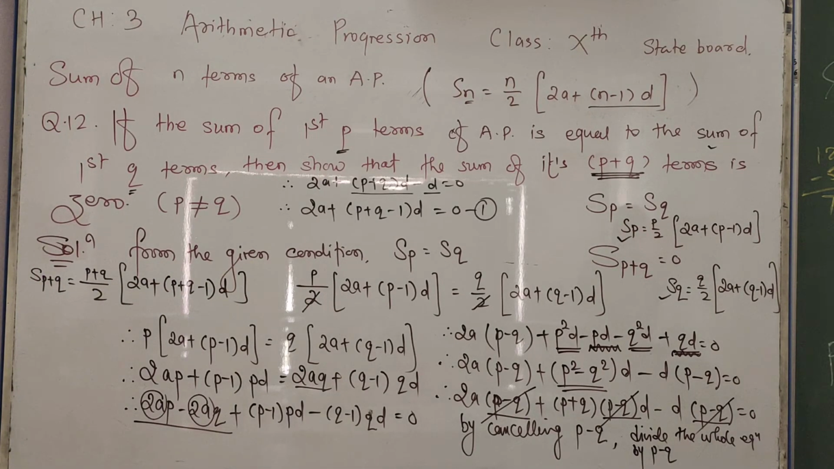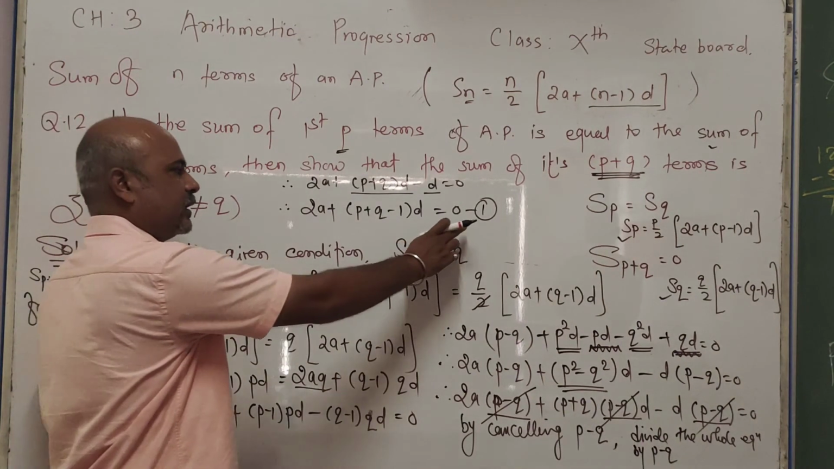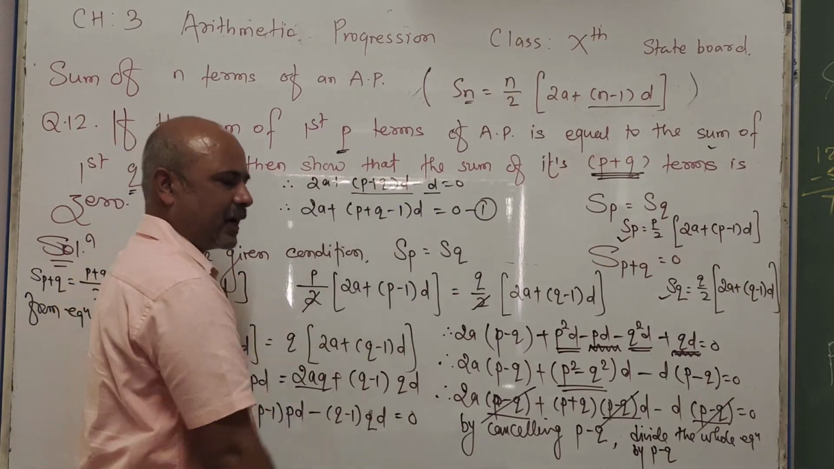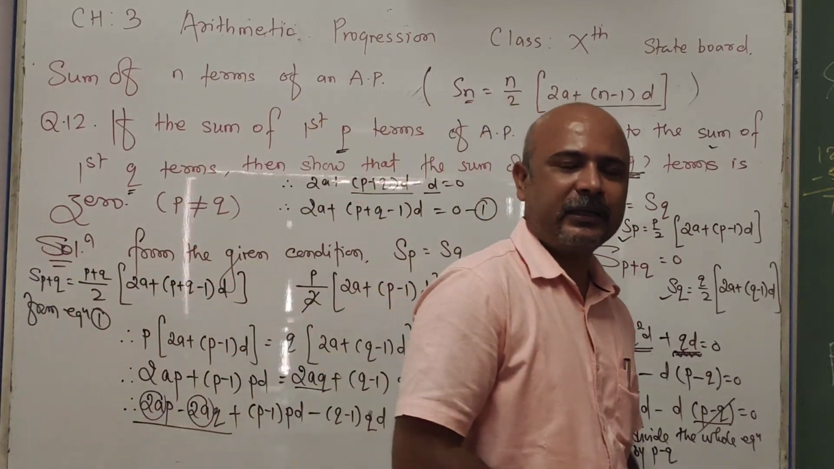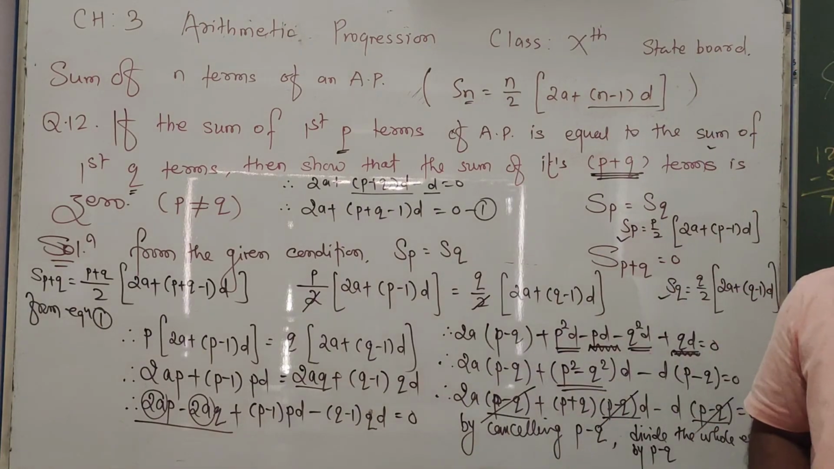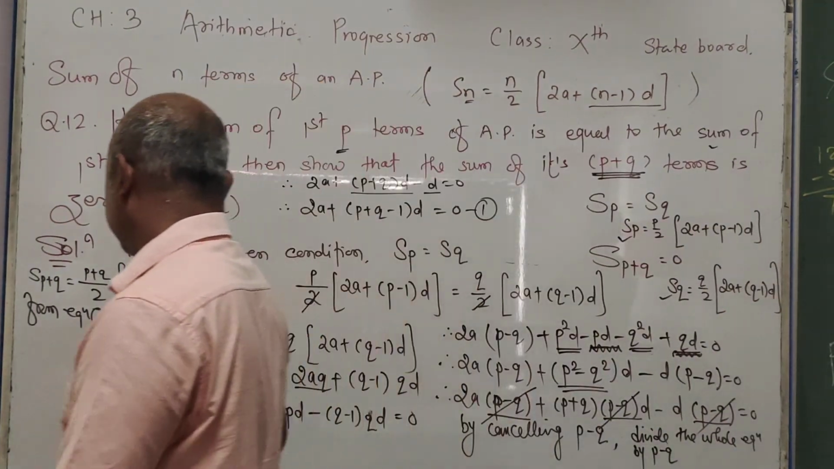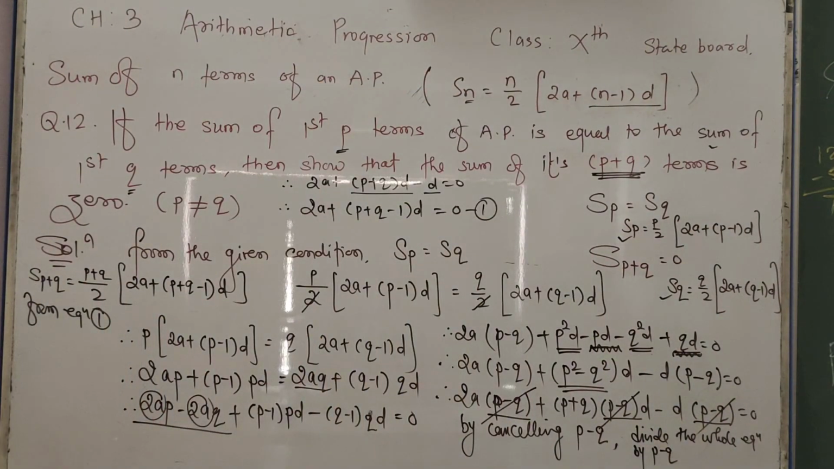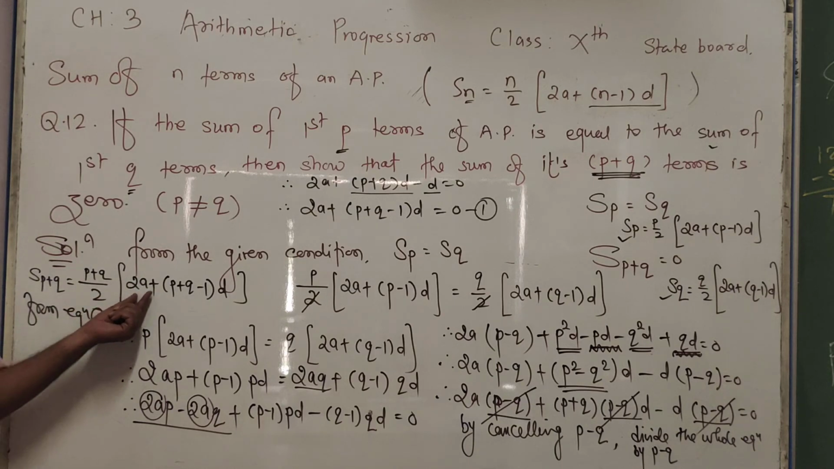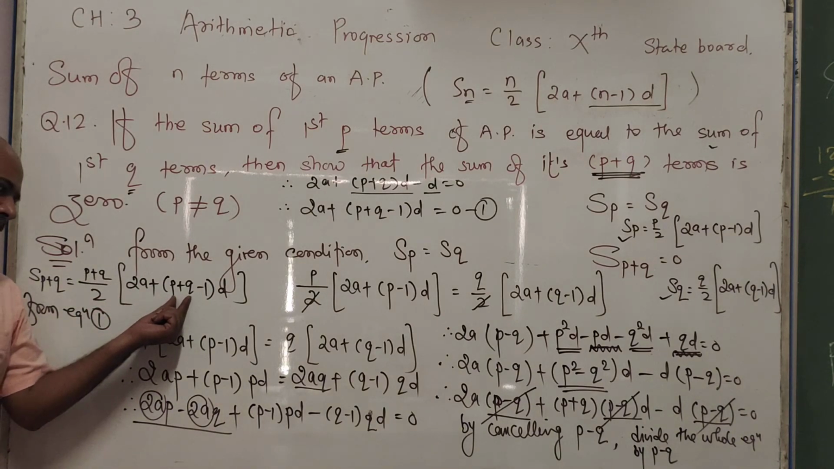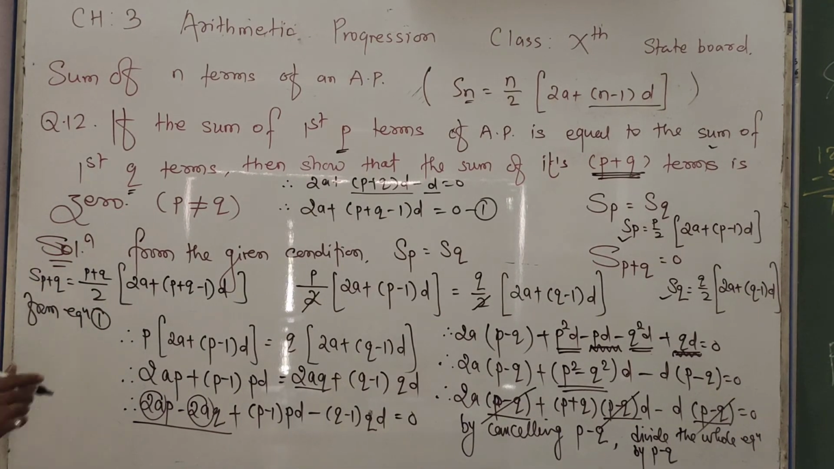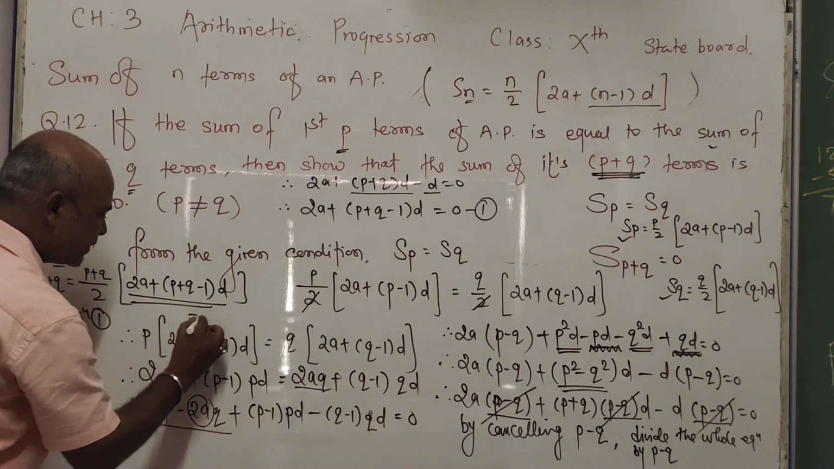And then I will write, students, from equation 1. What is equation 1? Equation 1 is 2a plus, in bracket, p plus q minus 1 into d equal to 0. So now when you have calculated this value, the sum of p plus q terms, it is p plus q upon 2, and you are getting 2a plus p plus q minus 1 into d, and the value of this is 0.